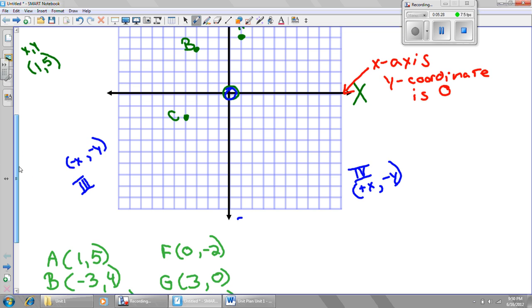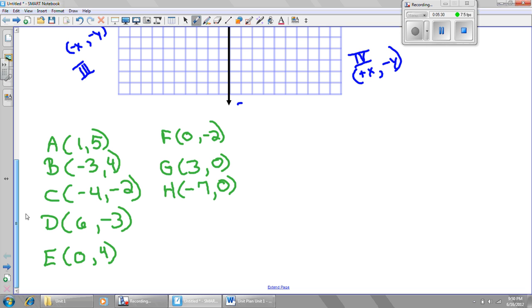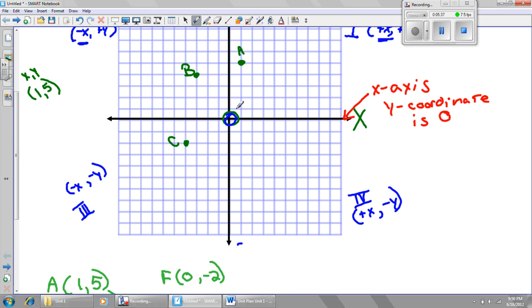All right. Point D is at (6, -3). What quadrant do you think that's going to be in? A positive X and a negative Y? You guessed it. It's in quadrant 4. 1, 2, 3, 4, 5, 6. 1, 2, 3. There's point D.